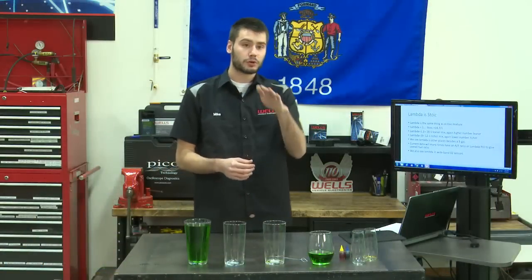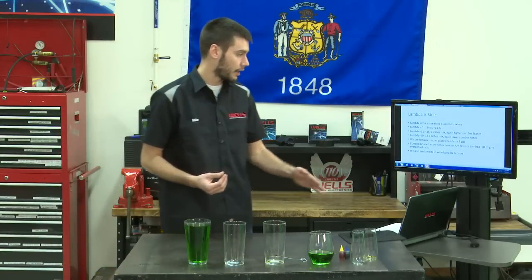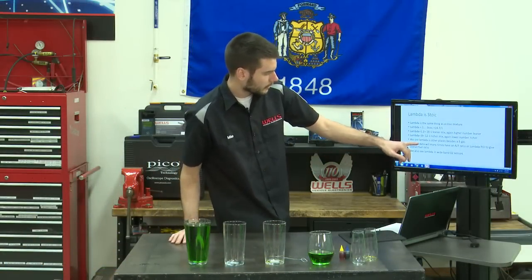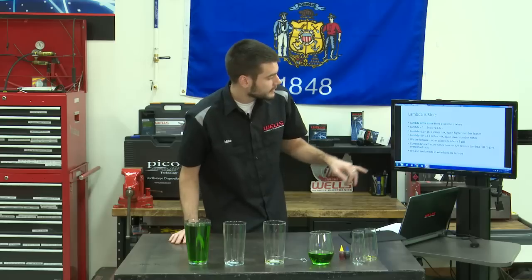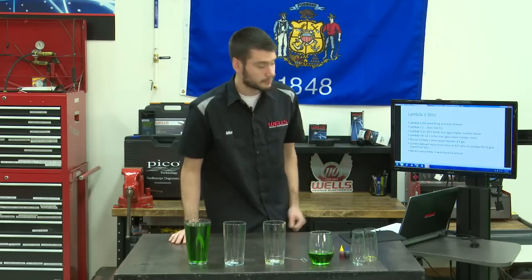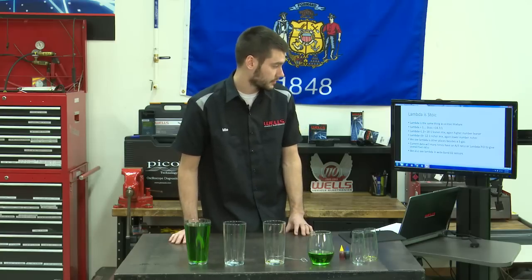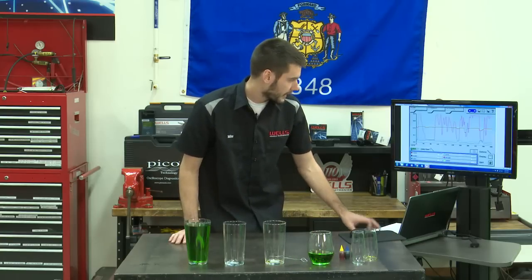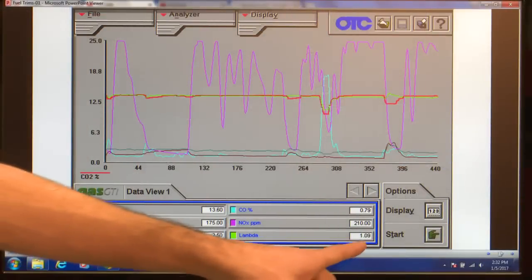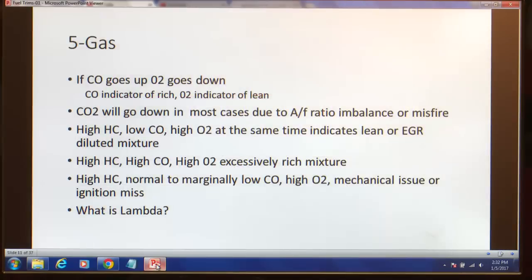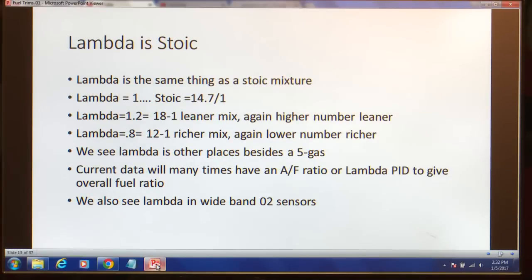So lambda goes up, it goes lean. Lambda goes down, it goes rich. Lambda of 0.8 is equivalent to a 12 to 1, roughly, air-fuel ratio mixture. So if we look back at this 5-gas analyzer, you'll see lambda 1.09. Lambda 1.09 indicates that this engine was running a little bit lean at the time of that snapshot.